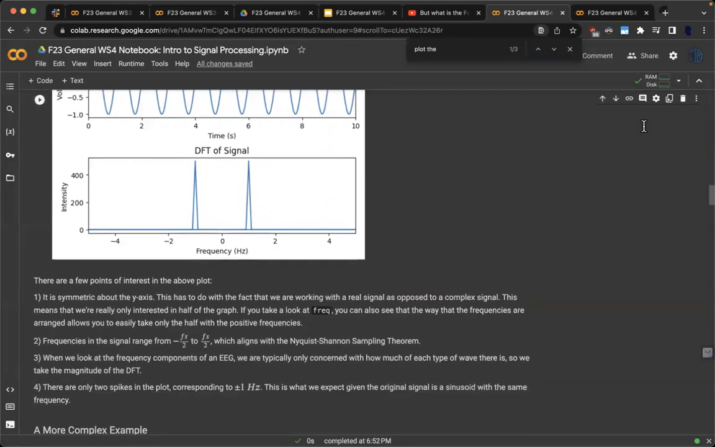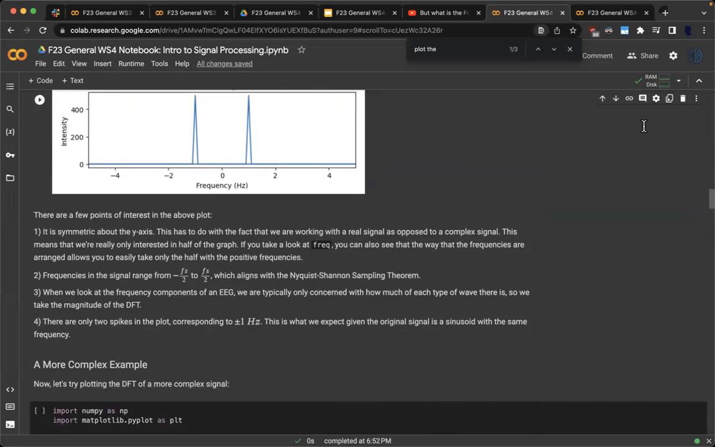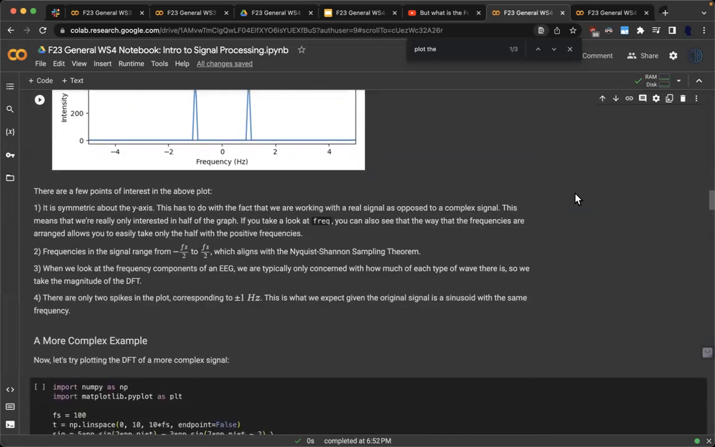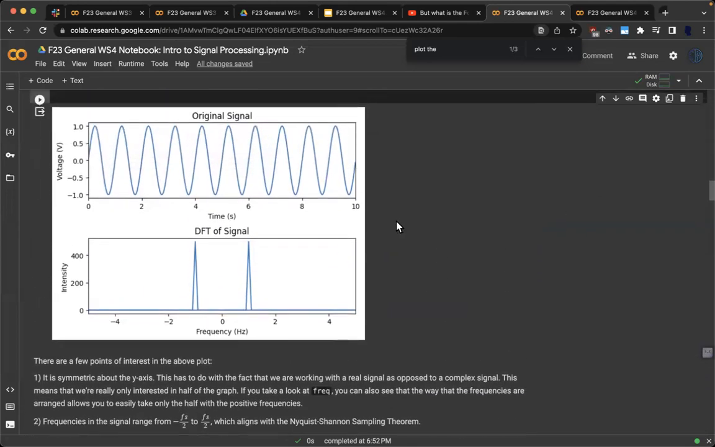So a few points of interest. The Fourier transform here is symmetric about the y-axis. We're really only interested in the positive half of the graph, because it will always be symmetric in this application. So we usually only look from 0 to infinity. And then the spikes are at 1 and -1 hertz respectively.